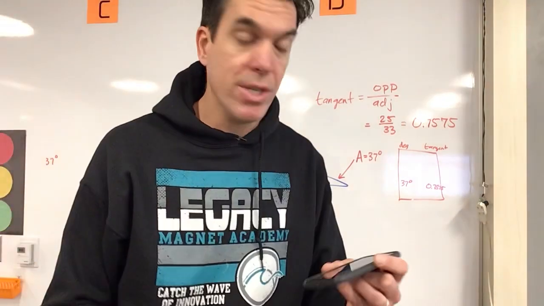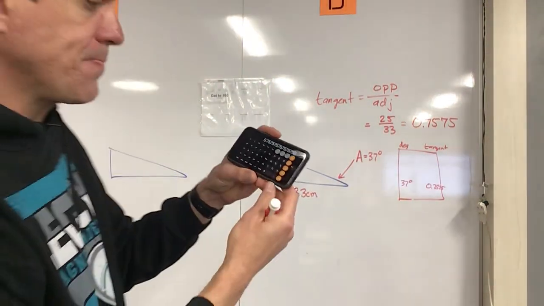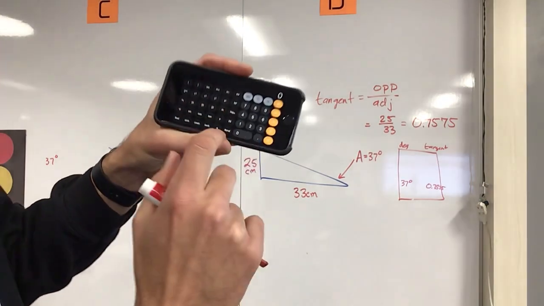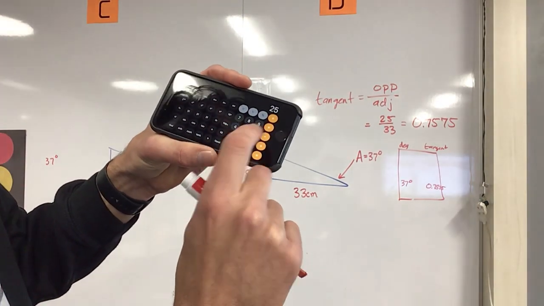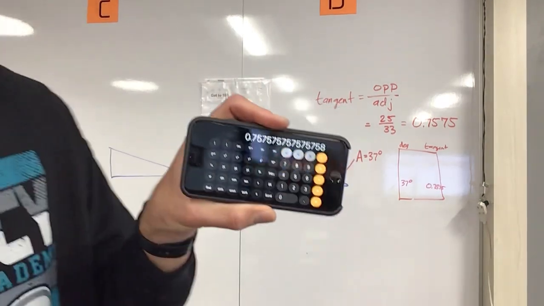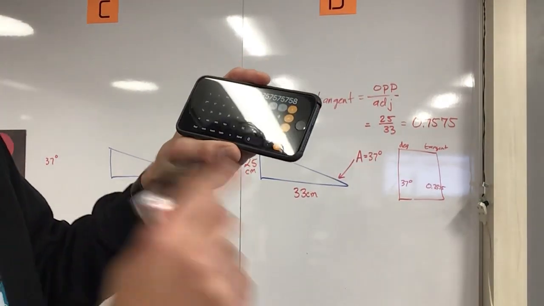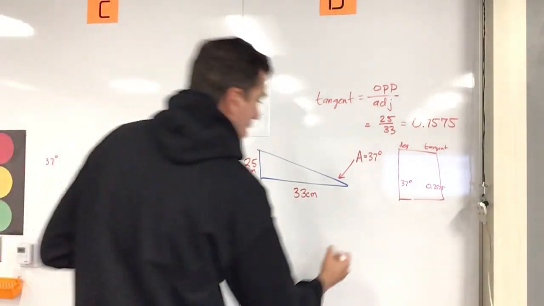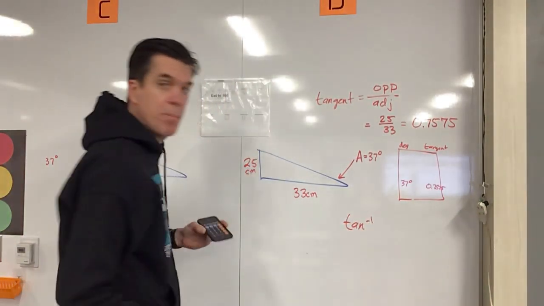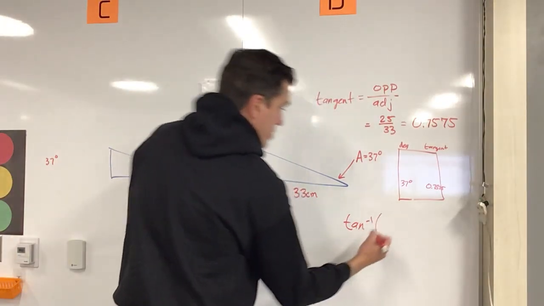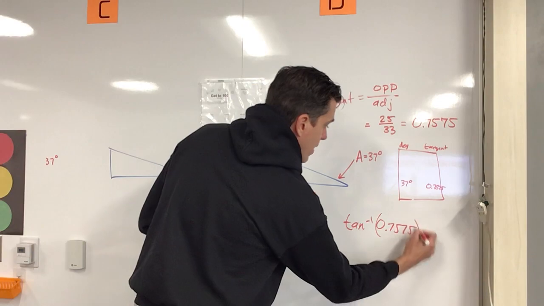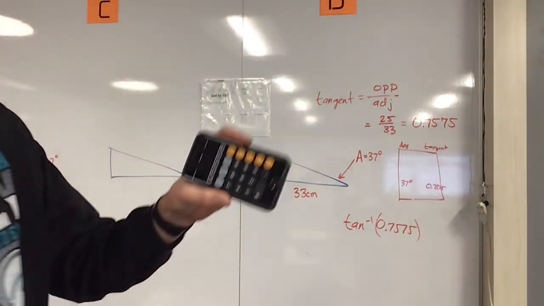The second way to do it is to use your calculator. So on my calculator, I did the division. Here, I'll do it from start to finish. I'll do 25 divided by 33, and then you'll see that repeating decimal. Now what I want to do is find the inverse tangent of that. I'm looking for a button that says tangent to the -1 power, and I want to find the inverse tangent of that decimal, 0.7575.